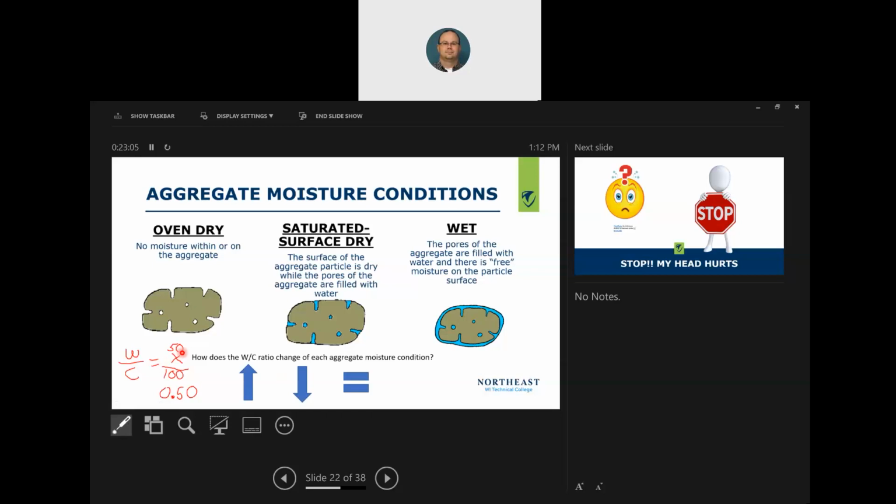Now let's move to saturated surface dry. Our aggregate is saturated surface dry.